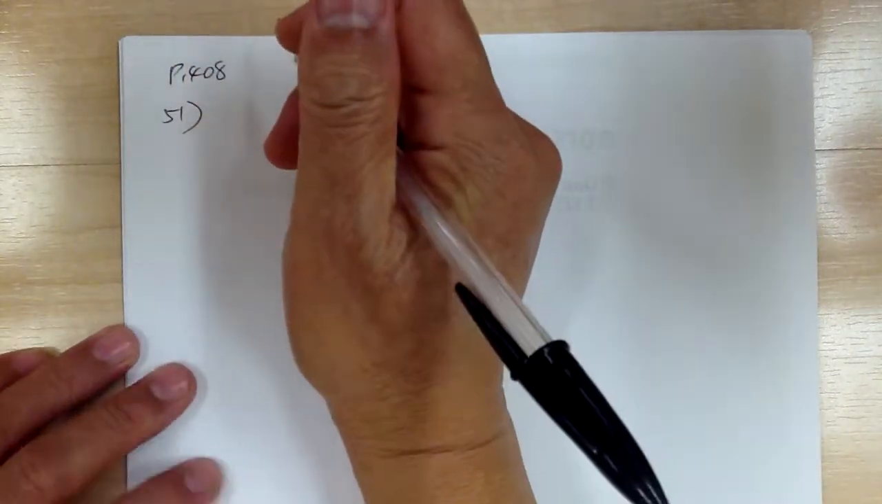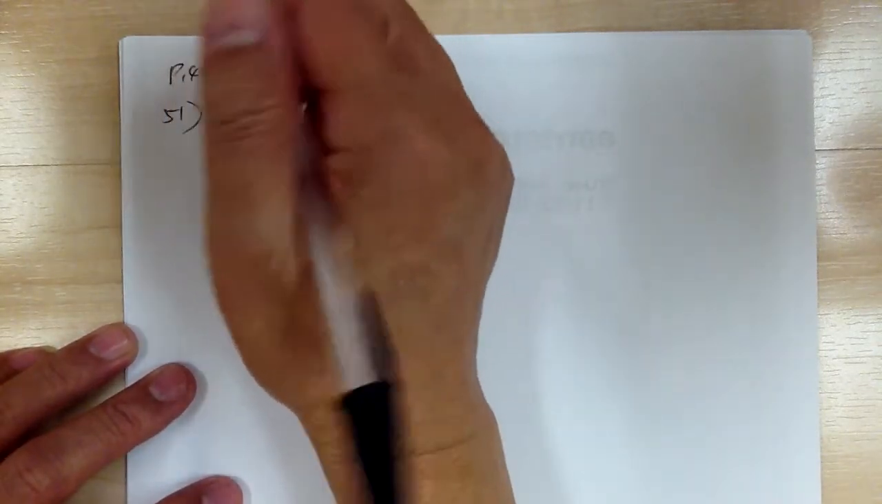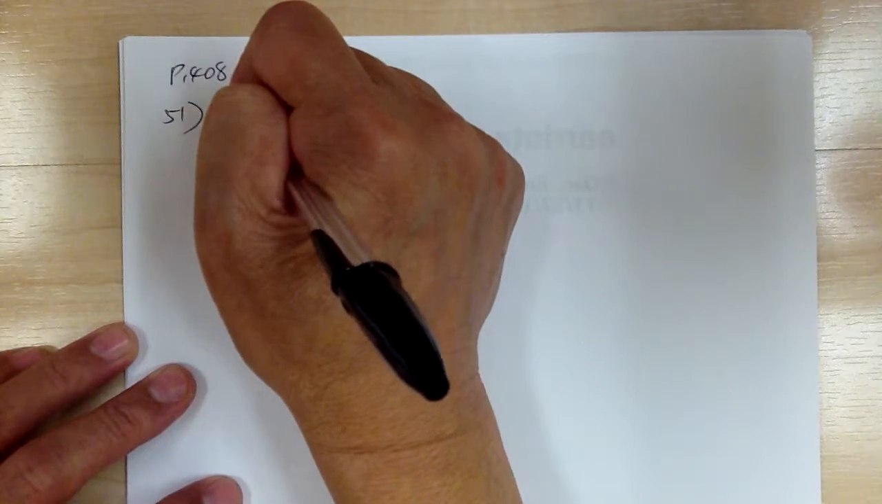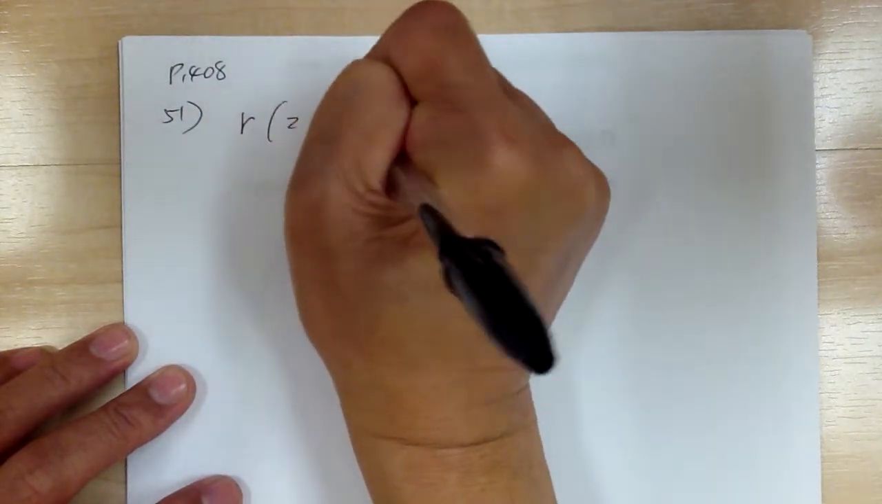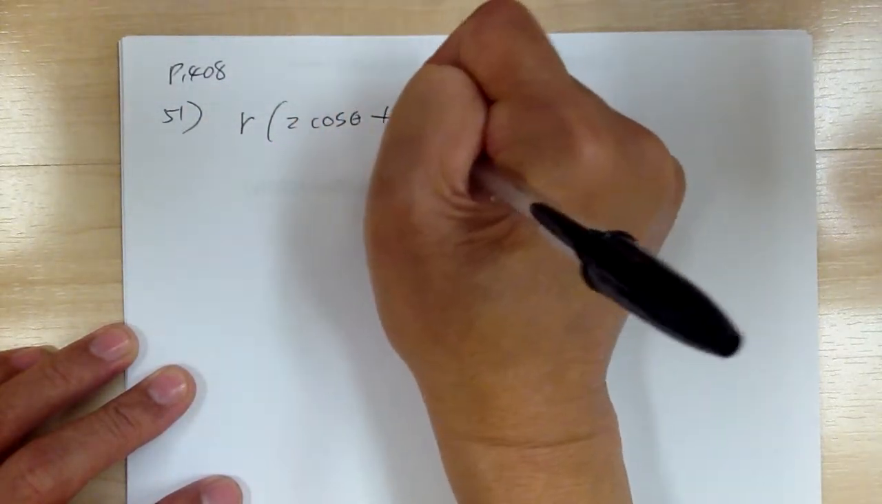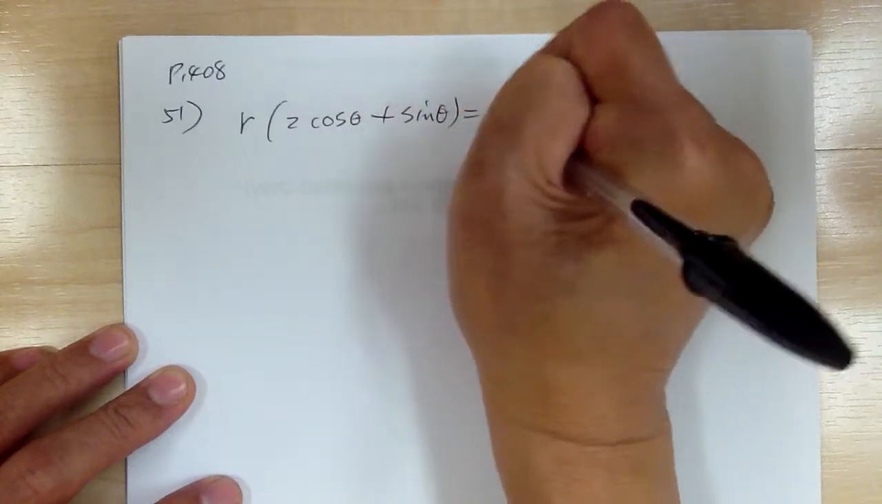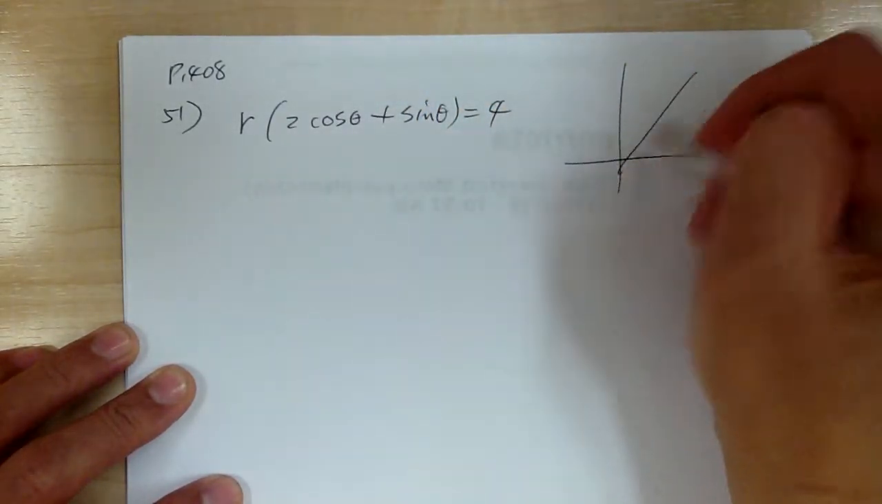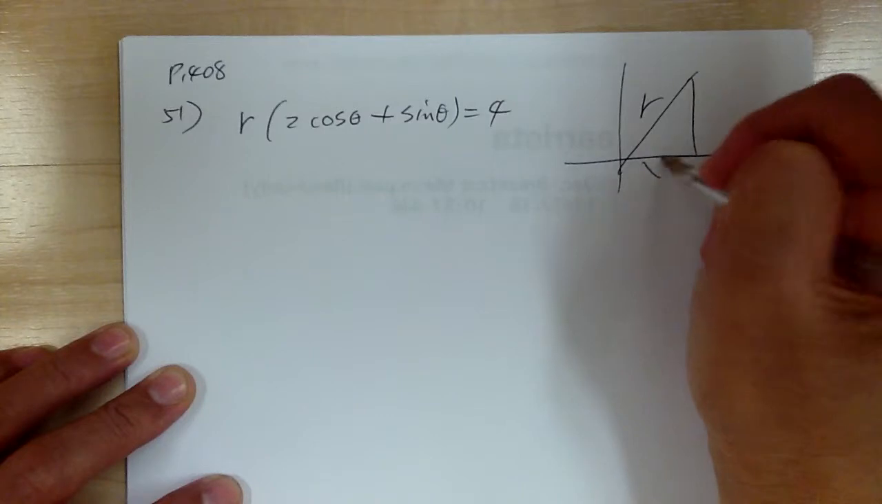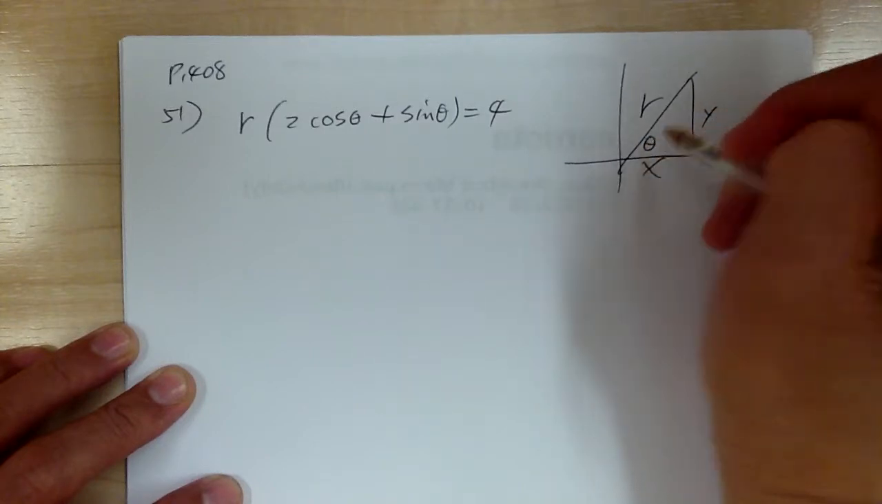Okay, 51, you're going the other way. You want to change to rectangular form. So you got r times 2 cosine theta plus sine theta equal to 4. So again, remember this, right? So you got r, you got x, you got y, you got theta.